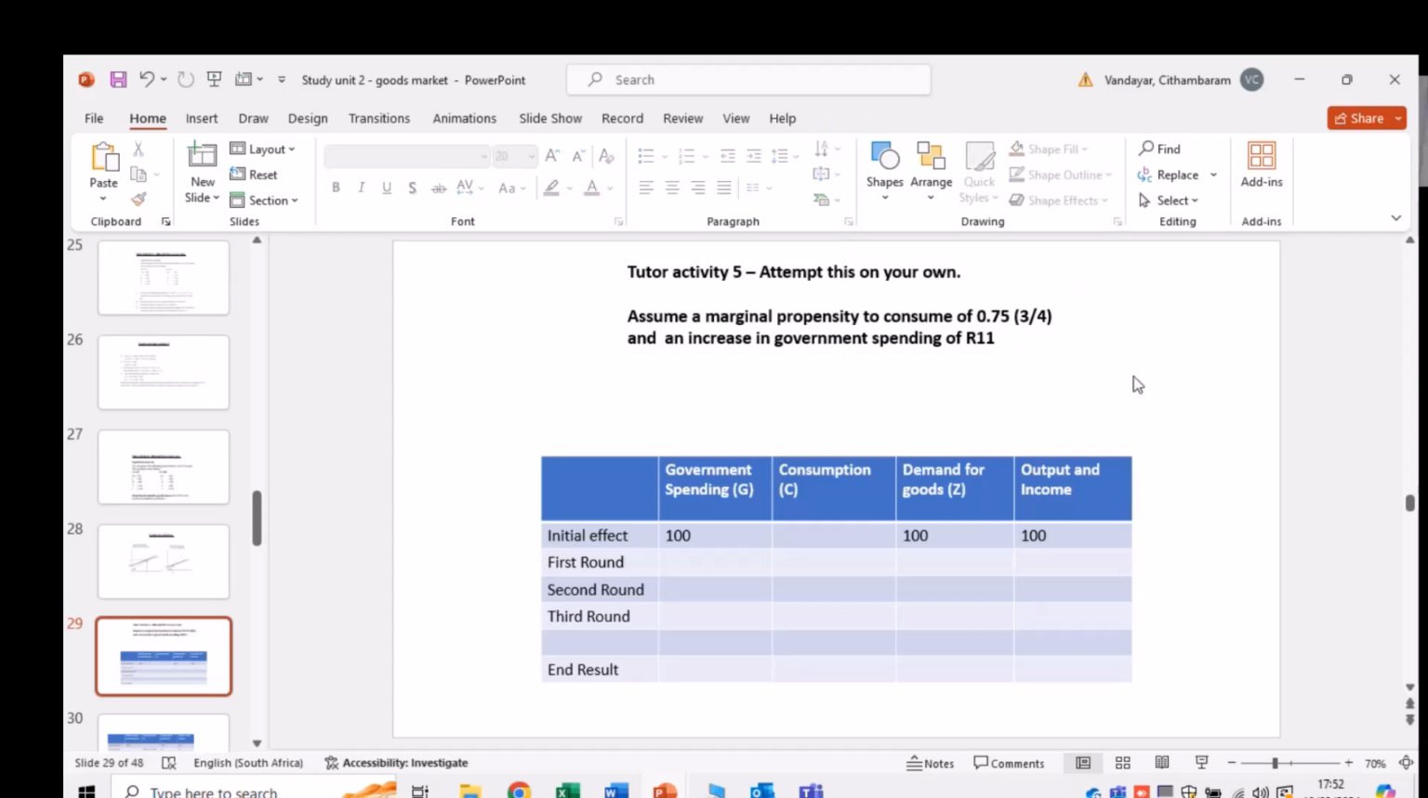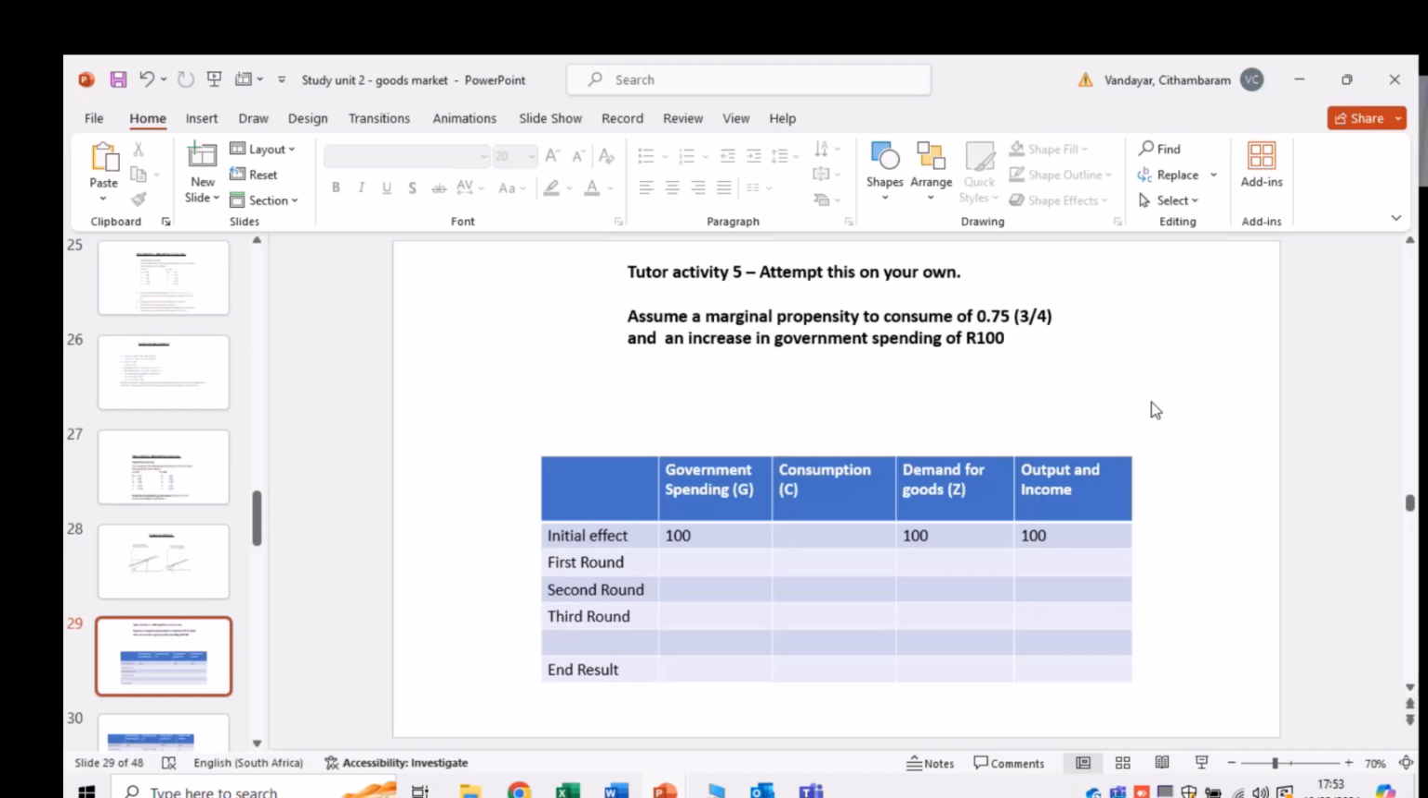All right. So the question is, assume that the marginal propensity to consume is 0.75 or 3/4. The same thing, you got it in decimal and you got it as a fraction. And you also have an increase in government spending of 100 rand. So you need to fill in those figures. An initial injection, in this case, of 100 rand. We will want to know what the eventual benefit of this injection is to the economy.